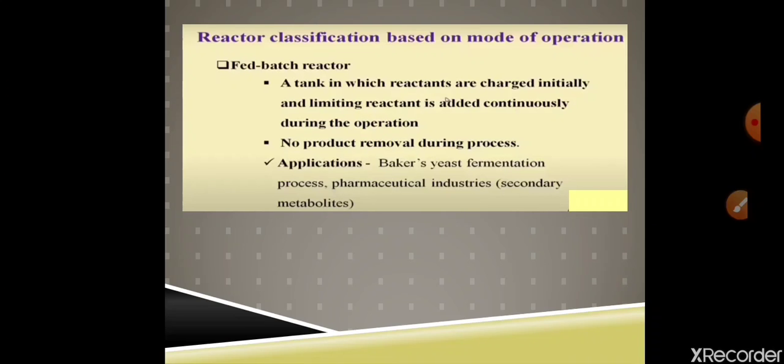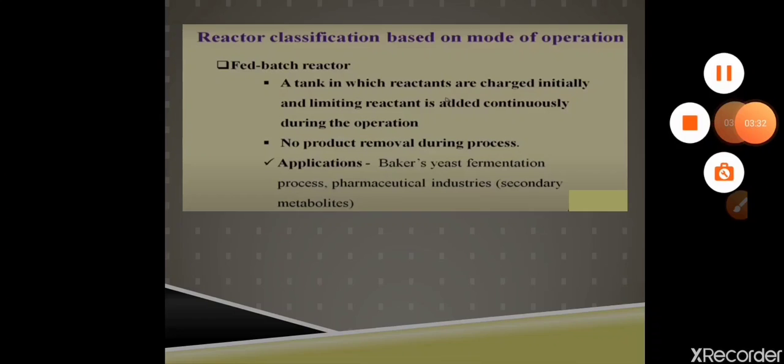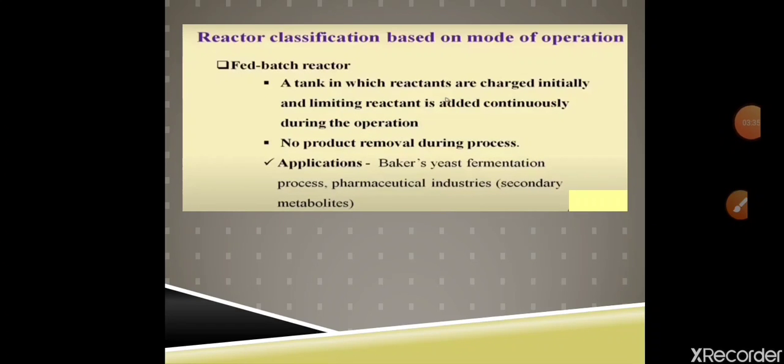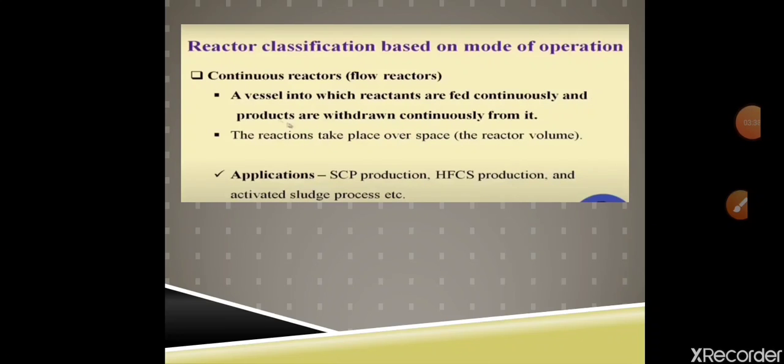And also in the pharmaceutical industry, particularly for the production of secondary metabolites, fed batch reactors are used. Then we have continuous reactors, particularly continuous flow reactor vessels in which the reactant is fed continuously and product is withdrawn continuously from it.